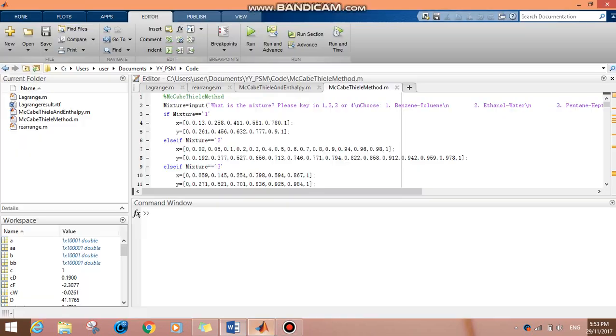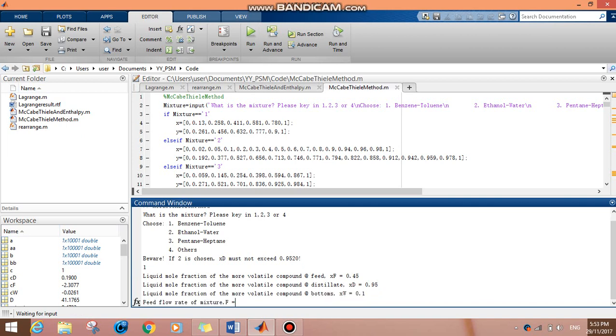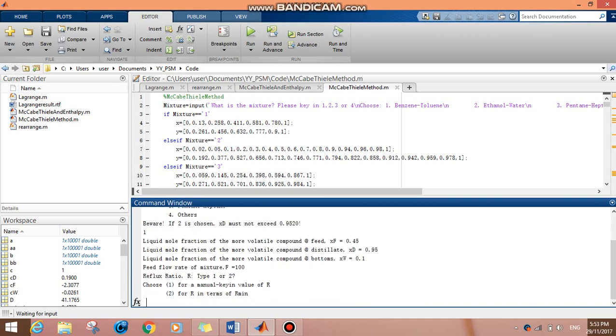So we come to the MATLAB code, and we run it. What is the mixture? In this case, it's benzene toluene, so we choose 1. Enter. XF 0.45, XD 0.95, XW 0.1, F 100.